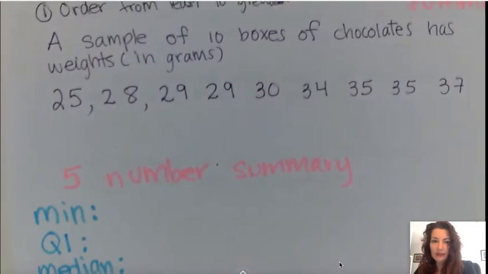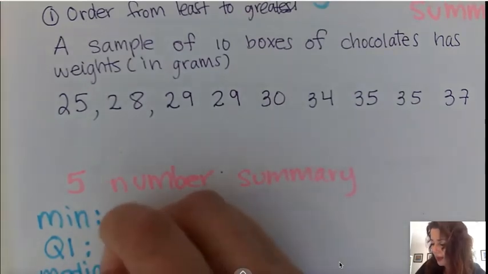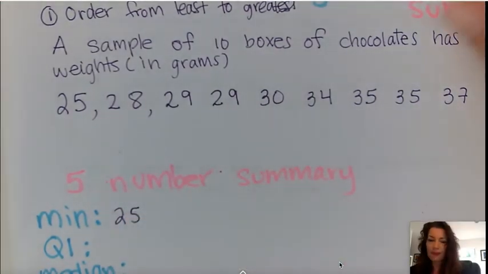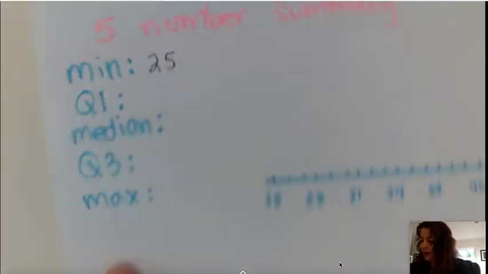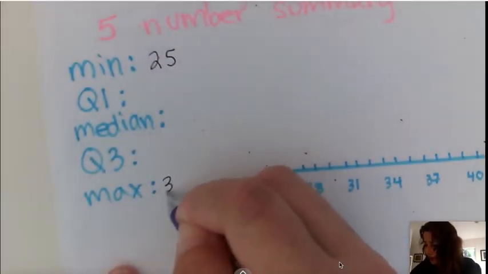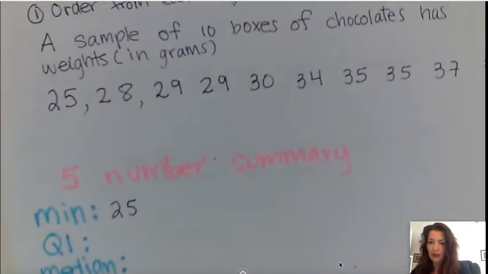Well, we can easily find the minimum and maximum value. We already know that 25 will be the minimum, so I will write that in. And the maximum value is 37, so I will write that in as well. All right, next what we want to do is find the median. How do we find the median?